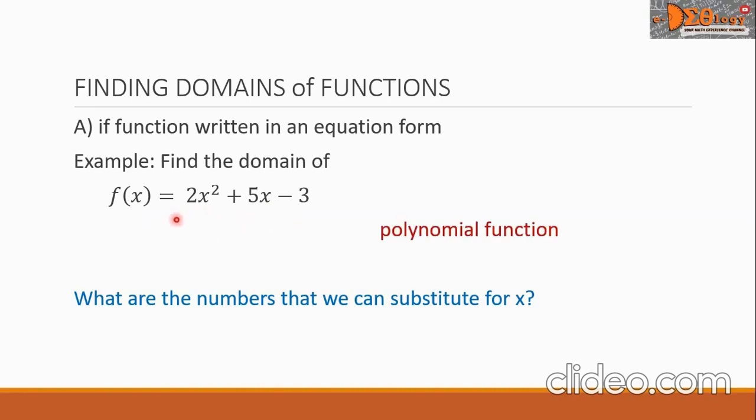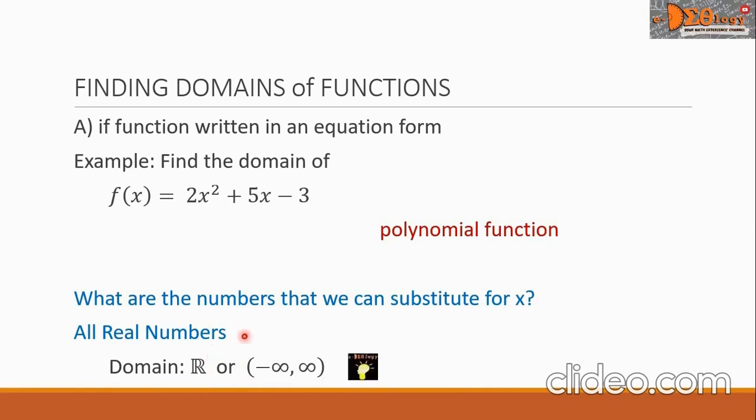If you notice, our function here is a polynomial function, and the domain of the polynomial function is all real numbers. So it means the domain here is all real numbers, and in symbol we can use R, or in interval notation this is equivalent to -infinity, infinity. This is the interval notation for all real numbers. This is our final answer.